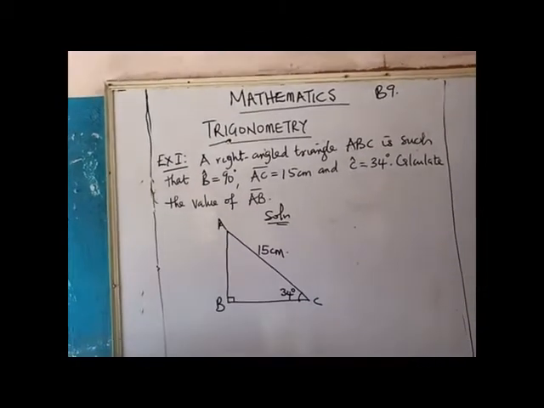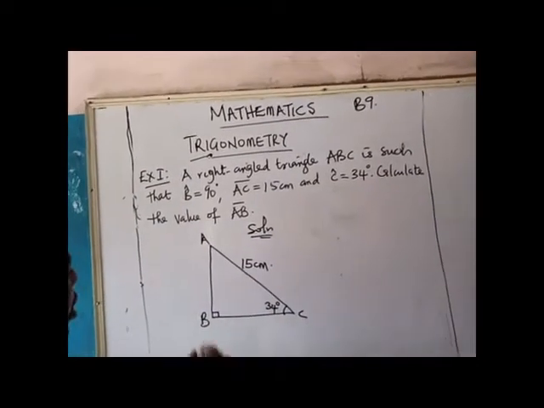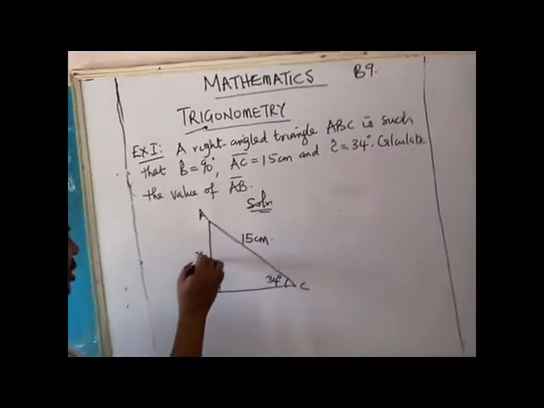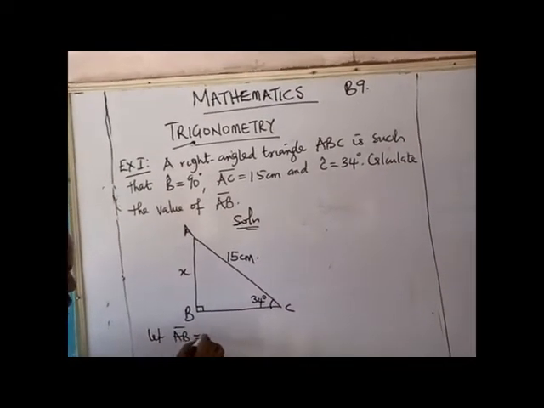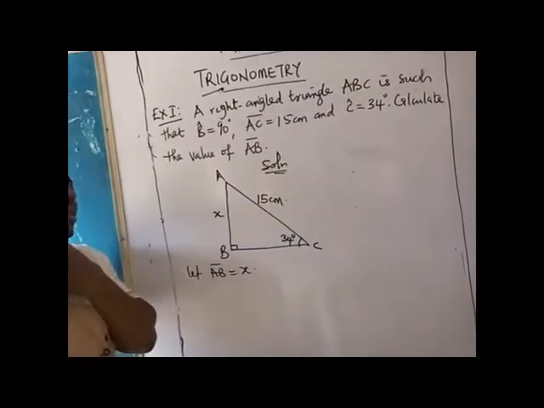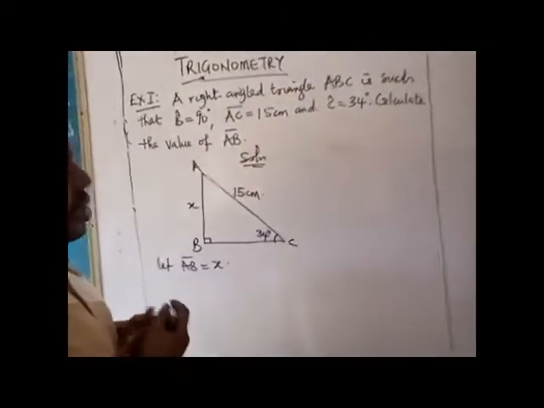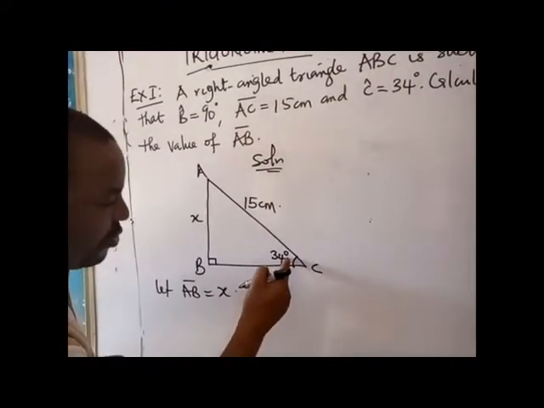We are told to calculate the value of line AB. Let line AB be equal to X. So we are looking for X. We have to label our sides. What is the angle in question? The angle in question is C, which is 34 degrees.